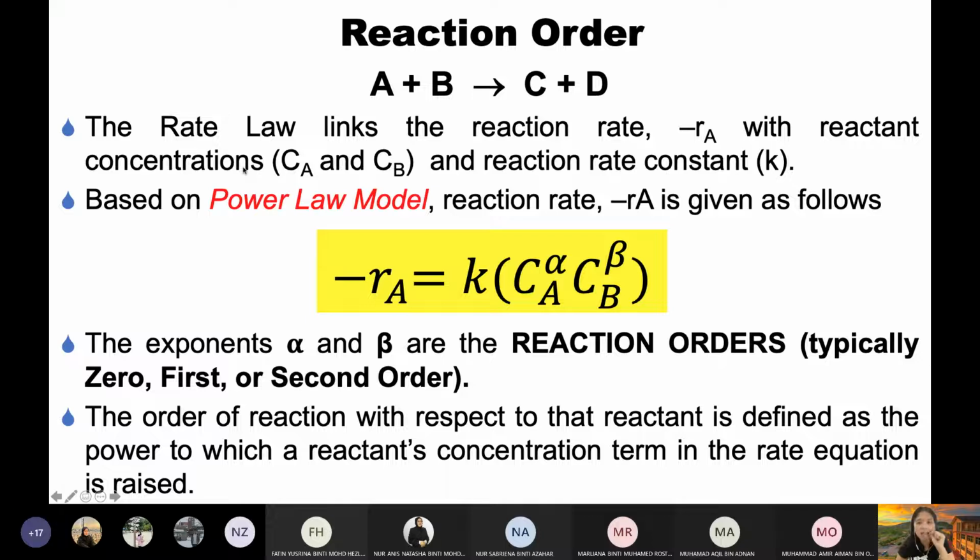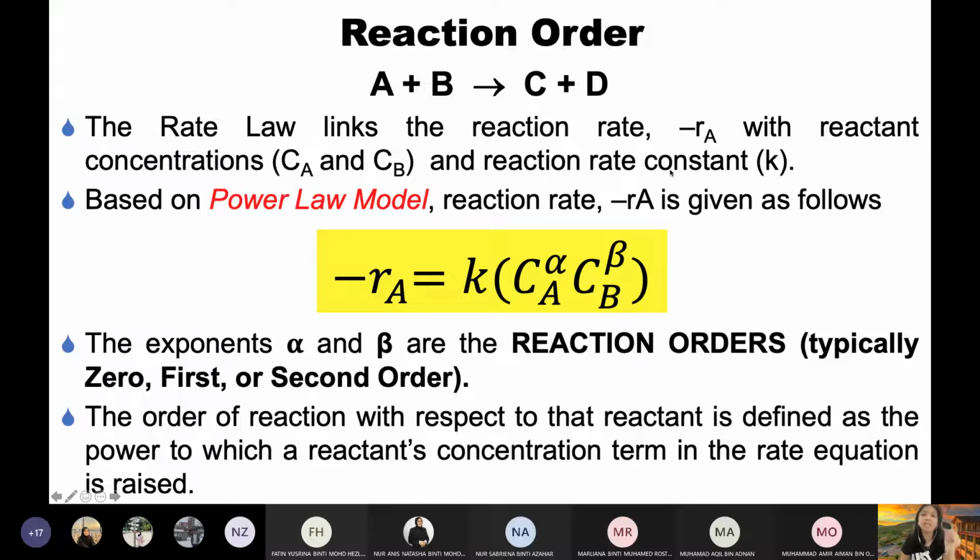It is always reactant concentration. If there is one reactant, A, it depends only on the concentration of A. If there are two reactants, let's say A and B, the rate law can depend on A, on B, or on both A and B. You have to understand that properly. If there are two reactants, the rate law can be based on concentration A, or concentration B, or concentrations A and B. Okay, next.